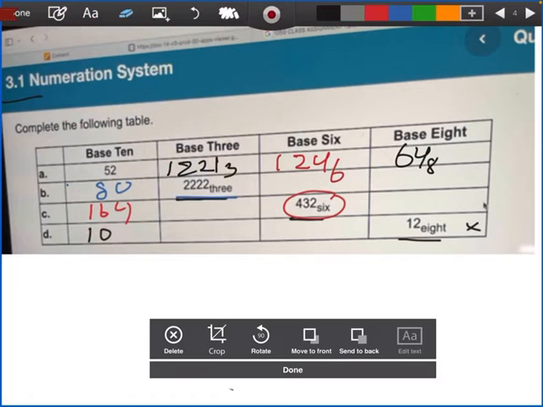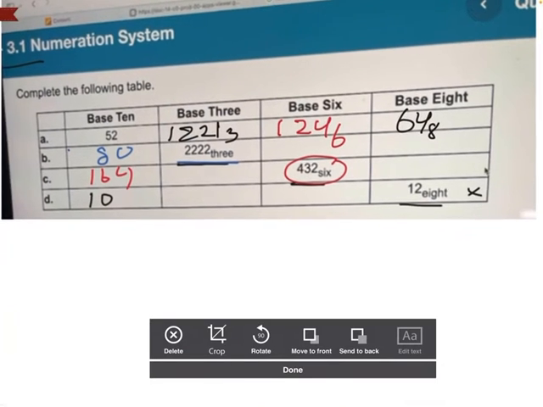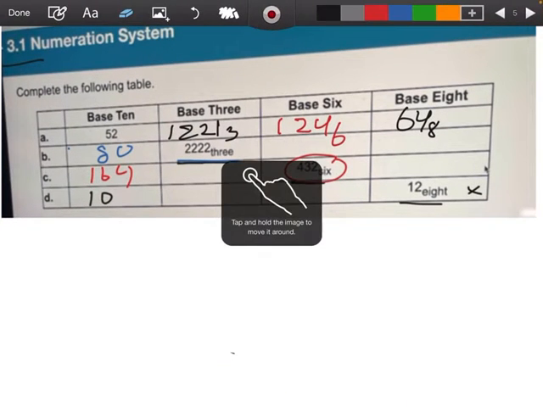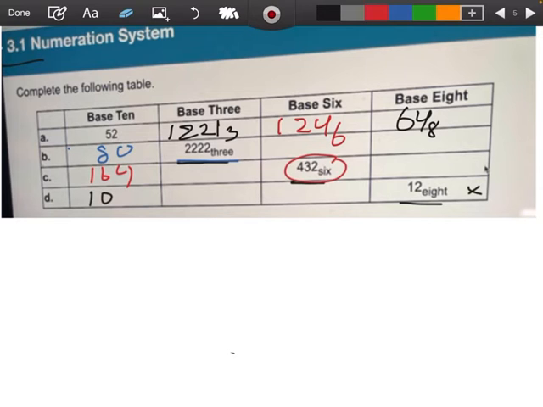Here we go. Okay, now I'm going to do the same thing here, y'all, but I'm going to take the number 164. Okay, oops, let me get my eraser. Let me make this better. 164. Okay, so now we're dealing with base 3.